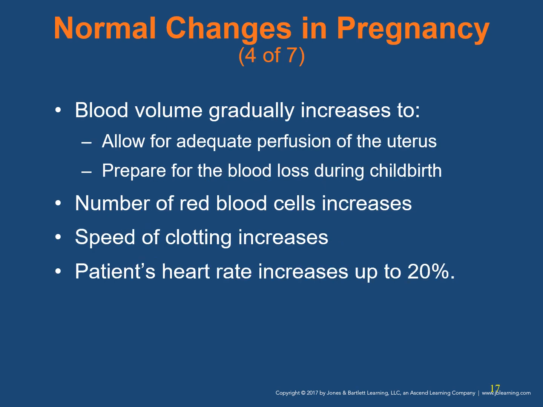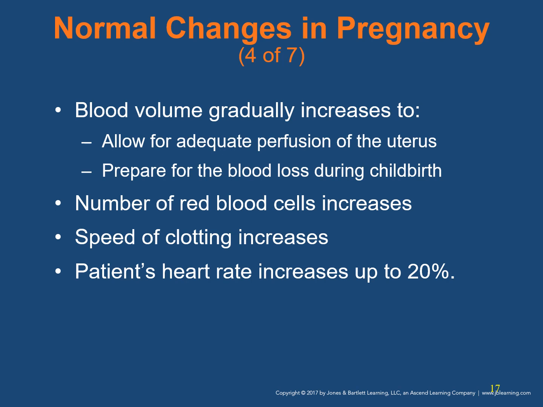Overall blood volume gradually increases throughout the pregnancy to allow for adequate perfusion of the uterus and prepare for the blood loss that will occur during childbirth. Blood volume may eventually increase as much as 50% by the end of pregnancy. The number of red blood cells also increases. The speed of clotting increases to protect against excessive bleeding during delivery.